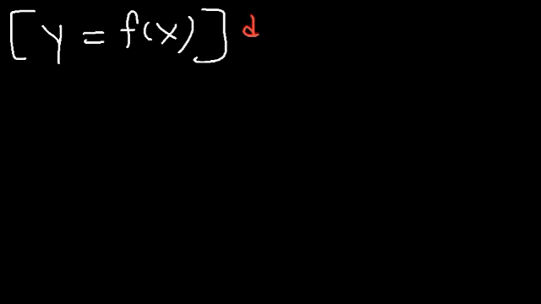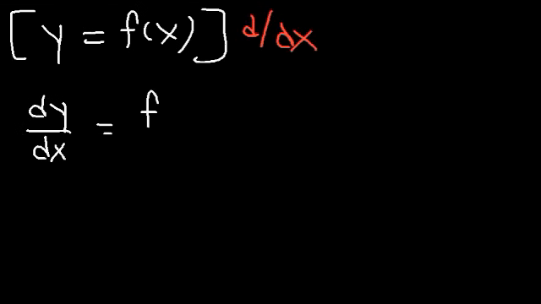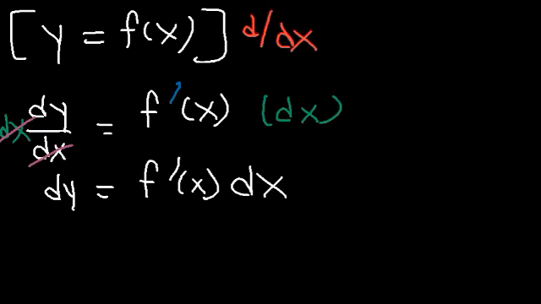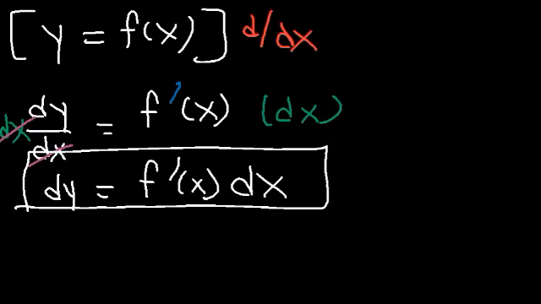Now let's move on into differentials. So you know that y is equal to f of x. And if we differentiate both sides with respect to x, the derivative of y is 1 times dy dx. And the derivative of f of x is simply called f prime of x. So if we multiply both sides by dx, these two will cancel, and we can see that the differential y is equal to f prime of x times the differential x.